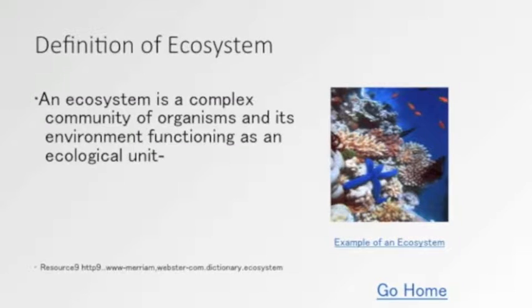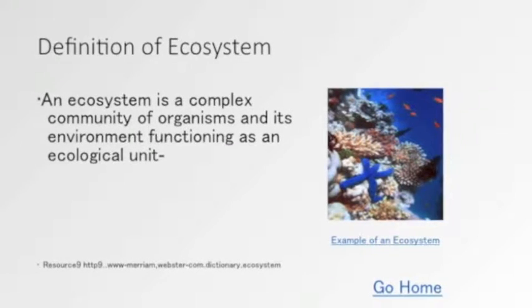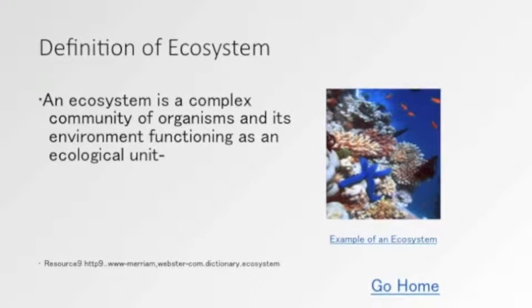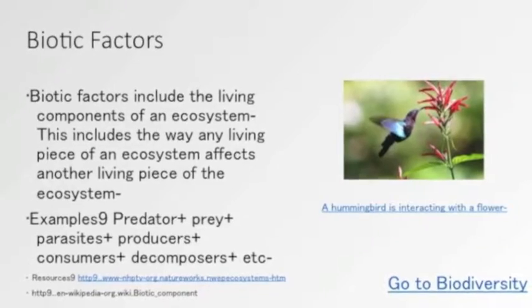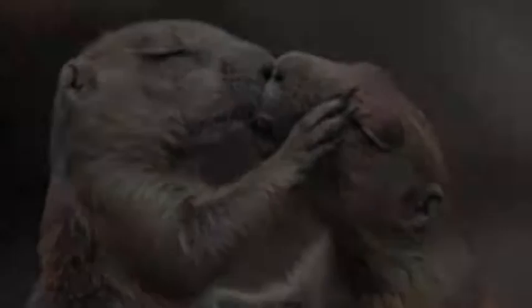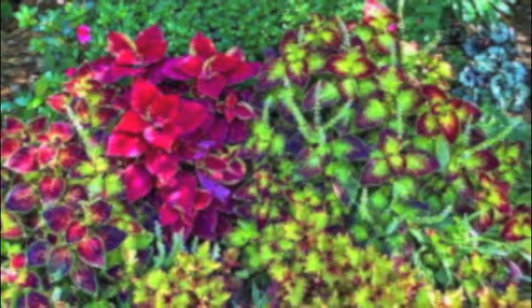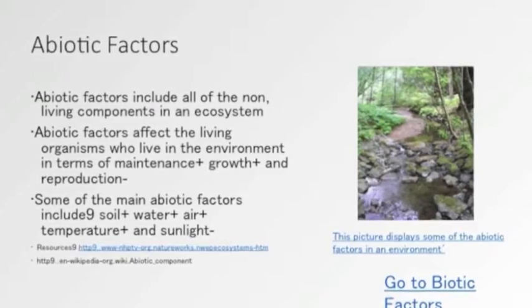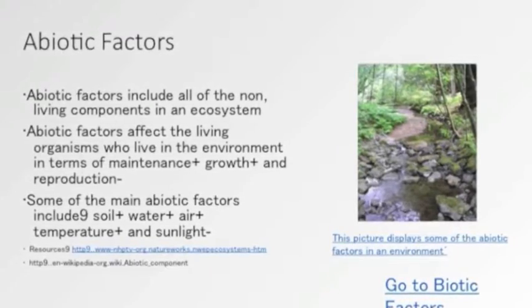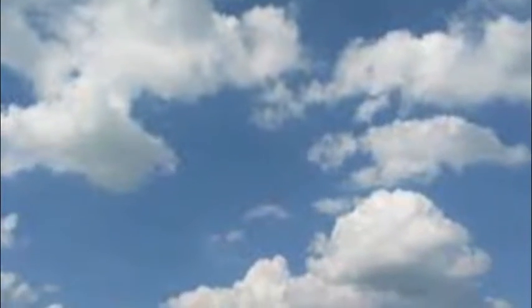An ecosystem is a community of living organisms along with the non-living components in their environment, all interacting as a system. The living parts of an ecosystem are called biotic factors. These things include animals and plants. The other part of this are the abiotic factors. These are the non-living components of an ecosystem. Rocks, water, air are all examples of abiotic factors.